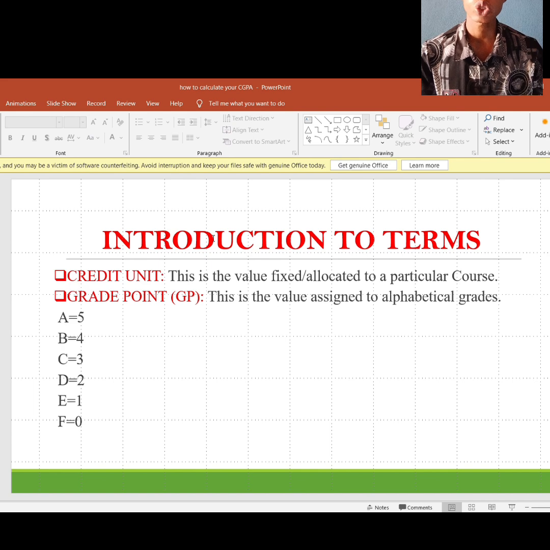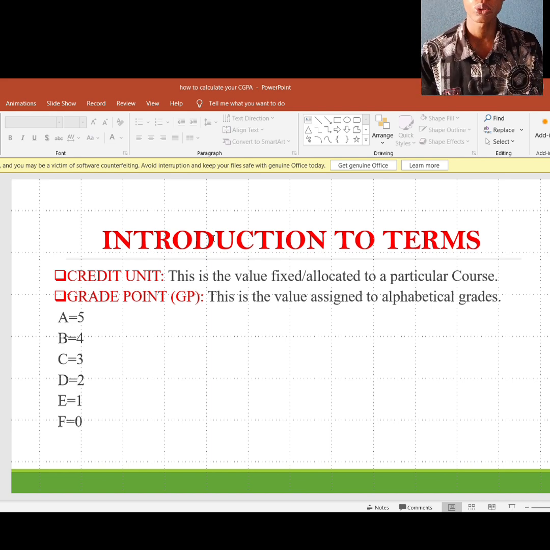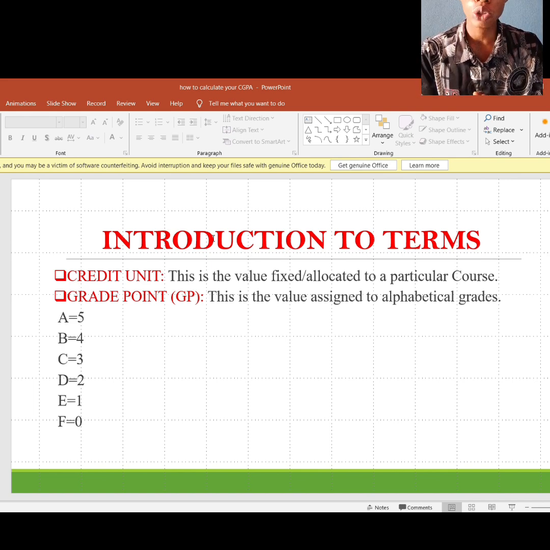Most persons are actually calculating it the wrong way, and that pissed me off. The majority of students add the first semester and the second semester, divide by 2, and say that's their CGPA. No, that's not how to calculate it. I will show you the right way to calculate your CGPA in this live stream.